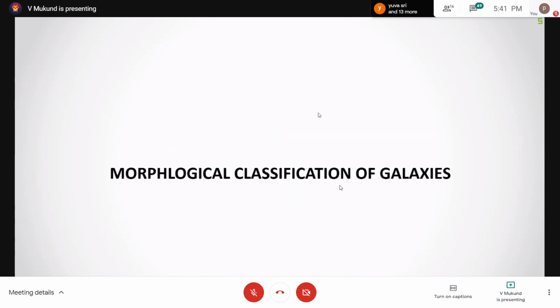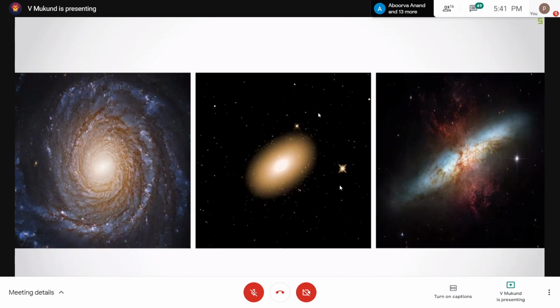Now let's go to how galaxies are classified. There are three types of galaxies essentially. One is the spiral galaxy to the left, in the middle is the elliptical galaxy, and to the right is the irregular galaxy. In the spiral galaxies, you can see a sort of a line from the nucleus to the first arm. This region is called the bar of a spiral galaxy. But the elliptical galaxy and the irregular galaxy don't have such a bar.